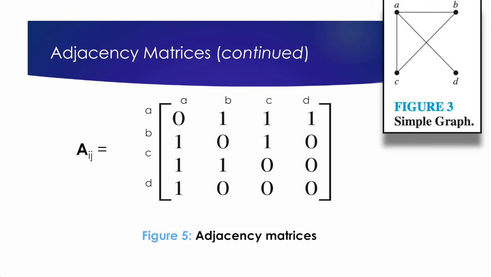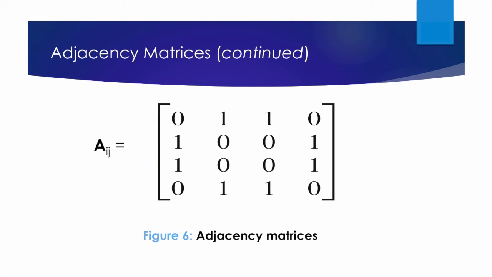The complete adjacency matrix for the simple graph G is shown in figure 5. Notice that vertex B is adjacent to A, so we put 1. Vertex B is not adjacent to D, so we put 0. Vertex B is adjacent to C, so we put 1. And vertex B is not adjacent to D, so we put 0.